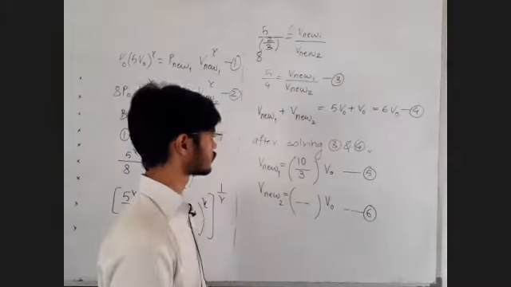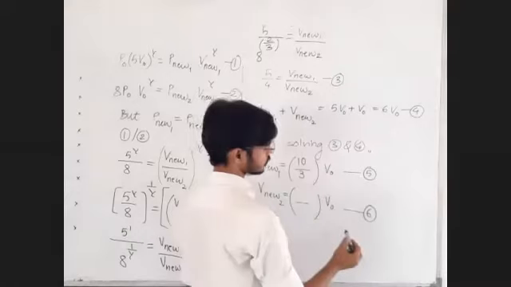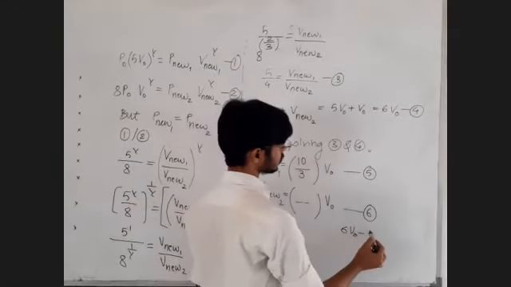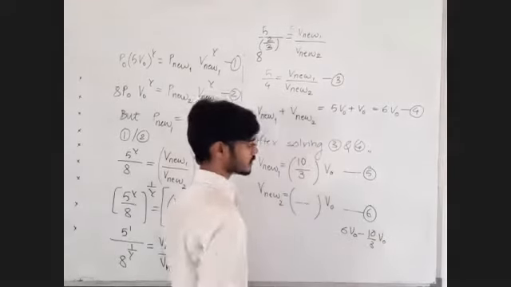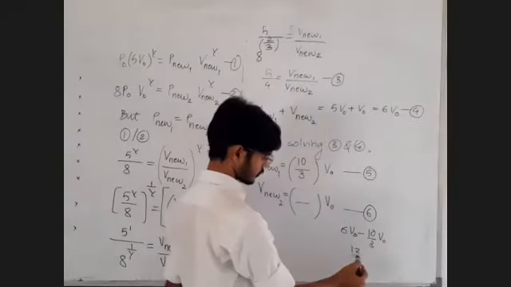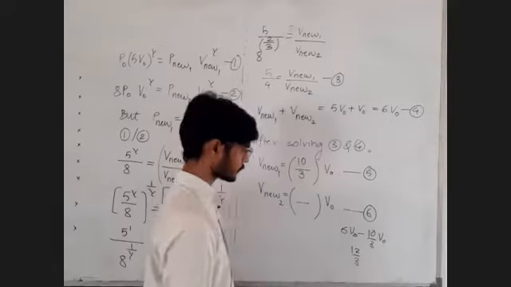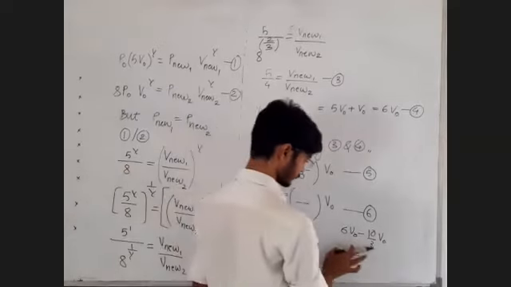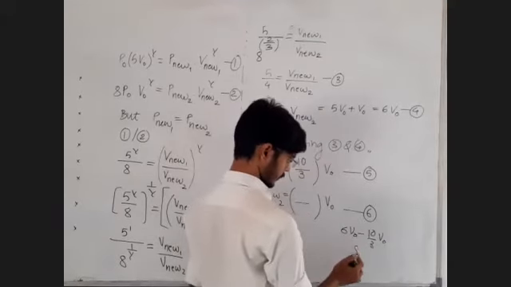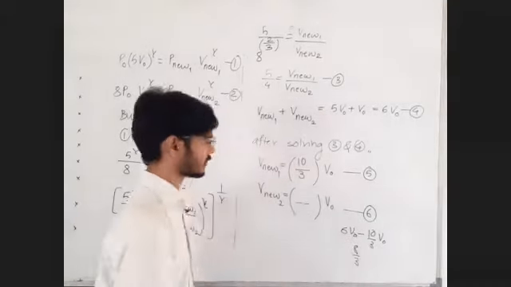Remaining volume. Remaining volume will be what? 6 times V0 minus 10 by 3 times V0. 18 minus 10 is 12. 12 by 3. No, 18 minus 10 is 8. So that becomes 8 by 3.